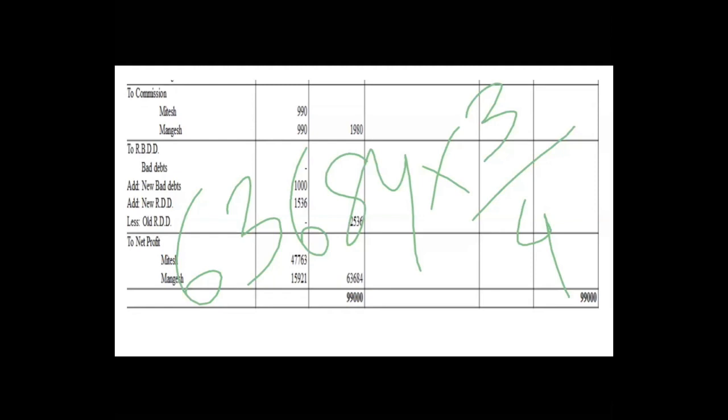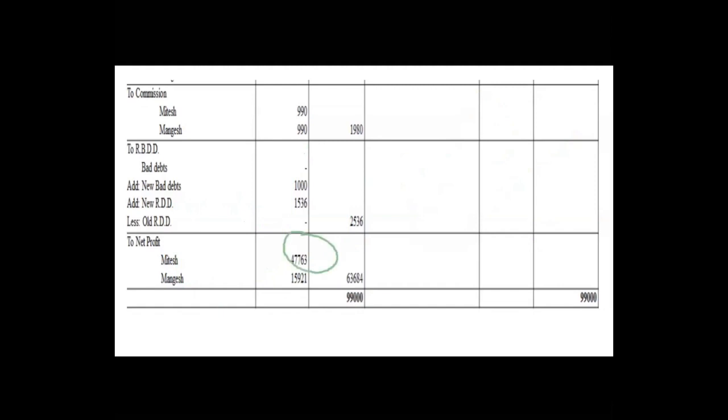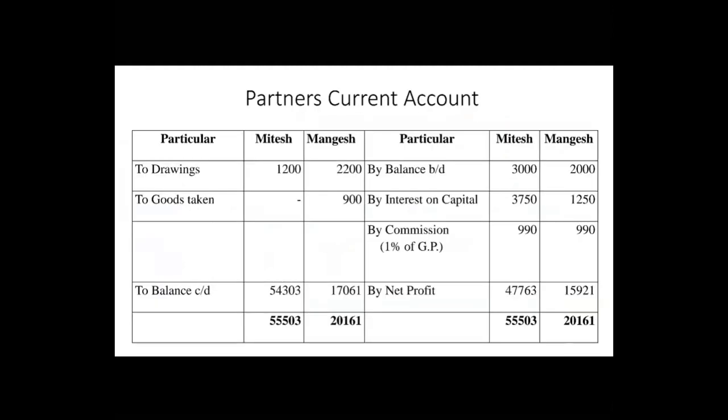So after doing this calculation, the amount that I've got is 47,763. So how much is Mitesh's net profit? It is 47,763, whereas Mangesh's is 15,921. Okay, now whatever net profit you have got, you are going to record it in the next account, which is partners current account. So the debit was left, so where will the second effect go? It will be shown on the credit side of partners current account. So by net profit, Mitesh's was 47,763 and Mangesh's was 15,921.